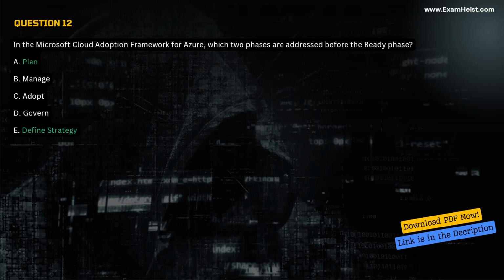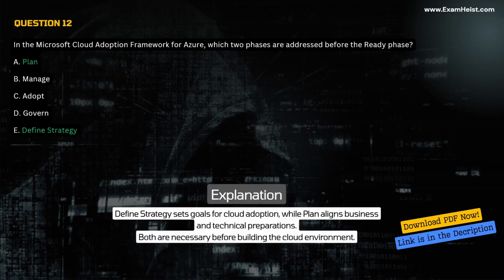Plan. Define strategy. Explanation. Define strategy sets goals for cloud adoption, while plan aligns business and technical preparations. Both are necessary before building the cloud environment.